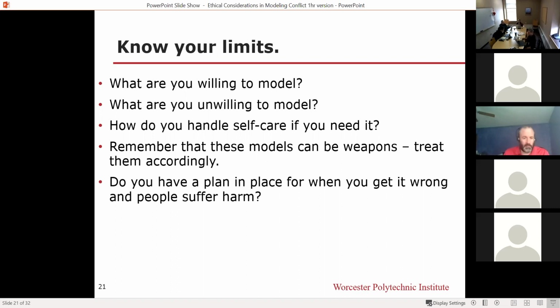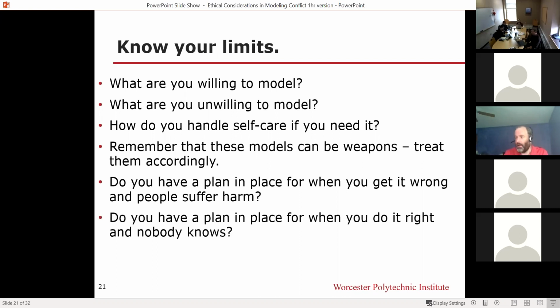Do you have a plan in place for when you get it wrong and people suffer harm? This may be a question we can't ask Jay necessarily, but you're not going to get it right all the time. That's the big thing, so the question is, what are you going to do when you get it wrong? How do you take care of yourself, or manage personal accountability? There are legal implications. How do you navigate that?